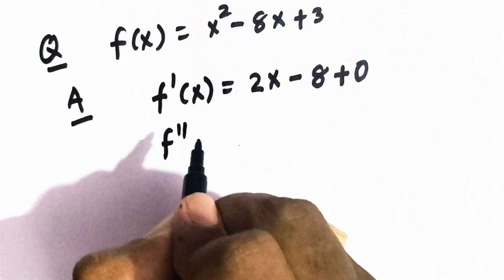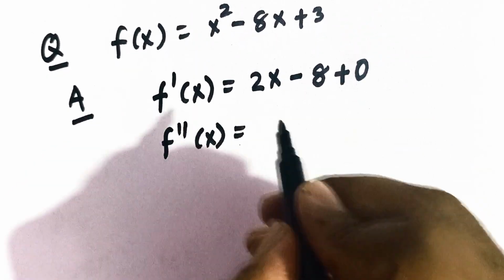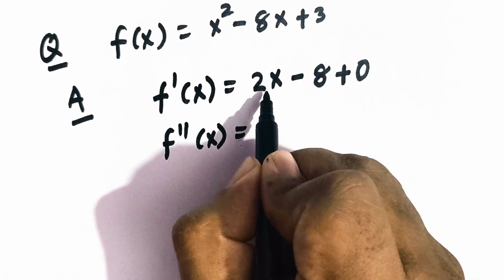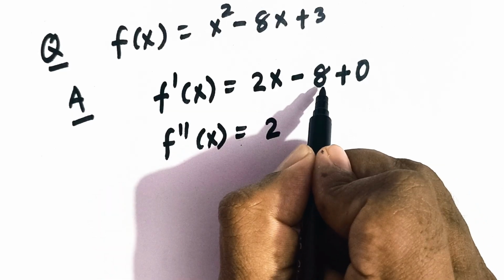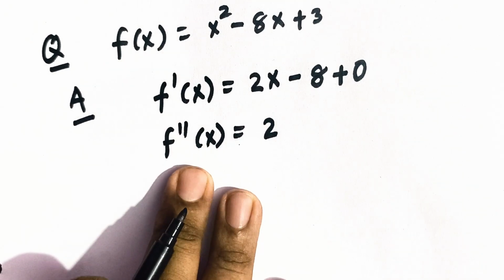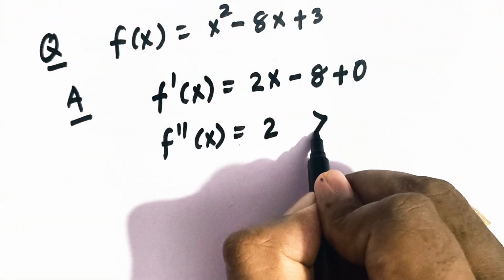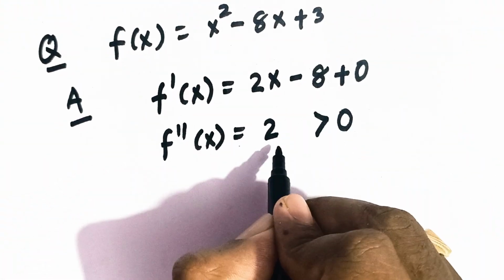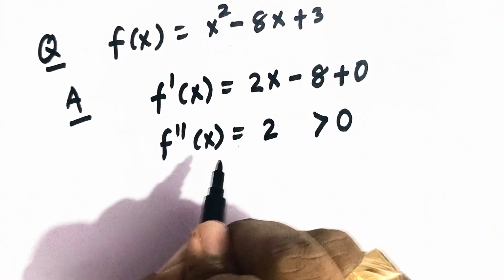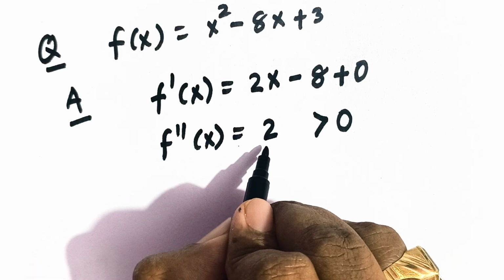So the second derivative is the derivative of the first derivative. What is its derivative? The derivative of 2x is 2, and the derivative of 8 is 0. So this is our double derivative, f double dash of x. Note, this is always positive because f double dash of x is a constant, which is a positive number. For any x, we always have 2.